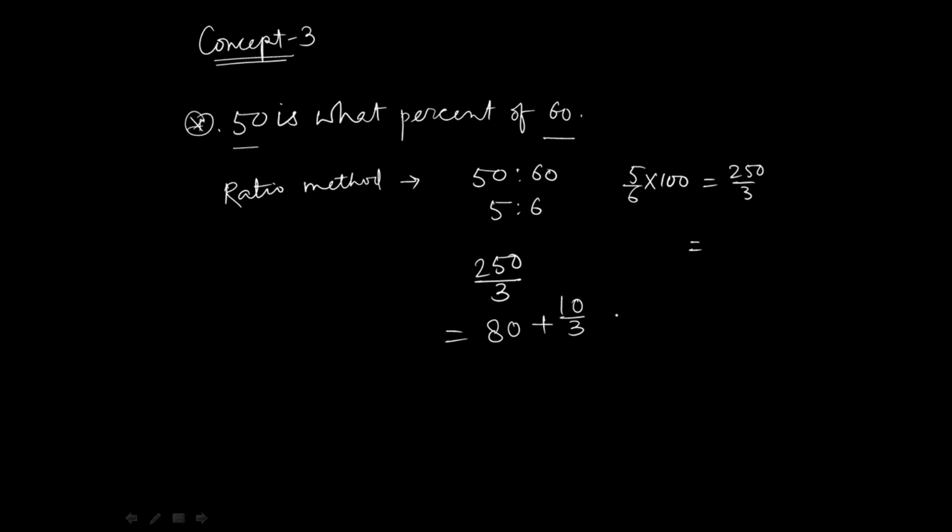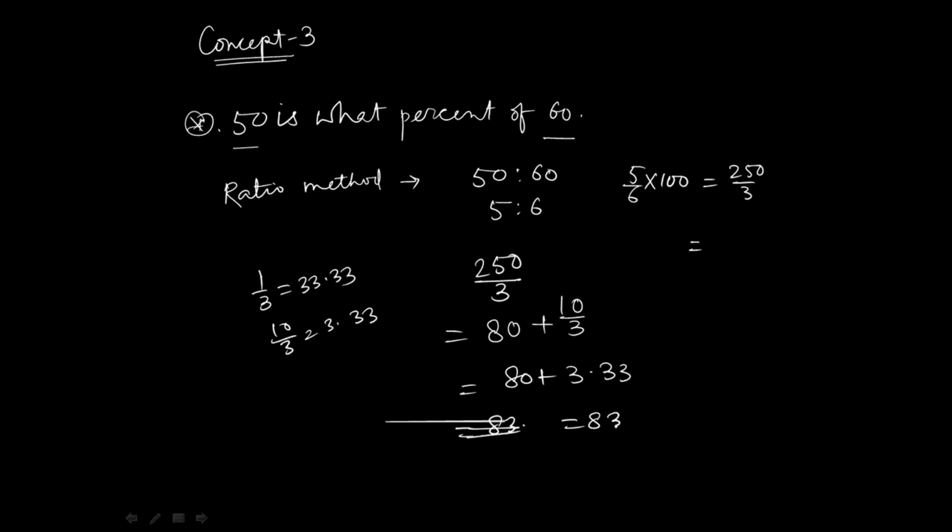1 upon 3 means it will be 3.33, because what do we know? 1 by 3 equals 33.33, right? So 10 by 3 will be 3.33, or there will be again 1 by 3, so it will be 83.33. This is how you have to solve it.